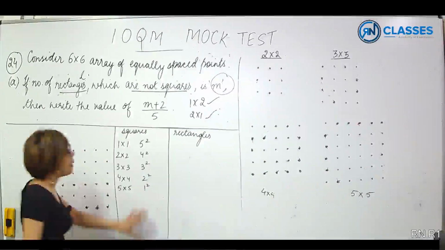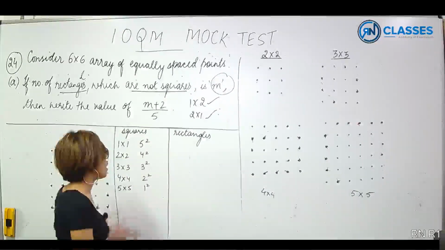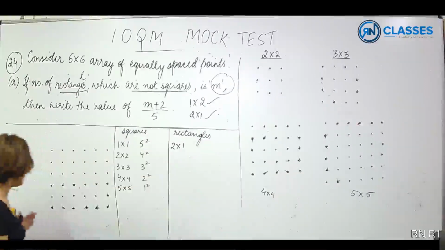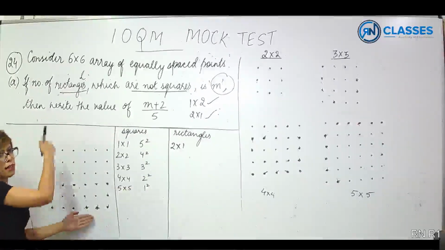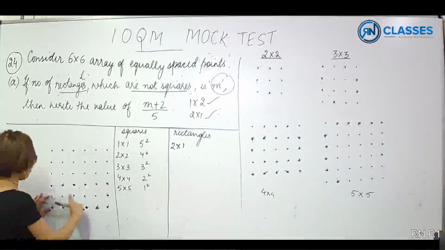Now squares we have already exhausted. Now if I need to talk about rectangles, the first rectangle that I can think of is 2 into 1 type. Now 2 is length, so I will take length to be this side and width to be this side. Just a convention, right? So 2 into 1, so that means I am talking about this rectangle.